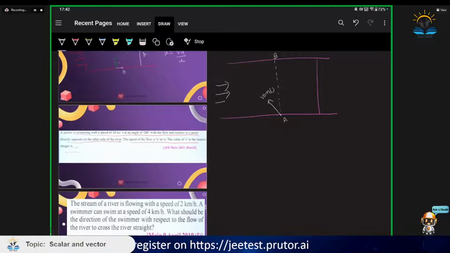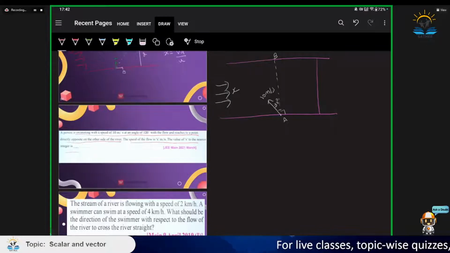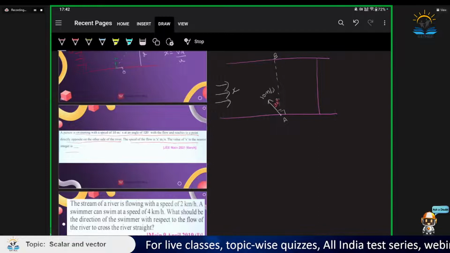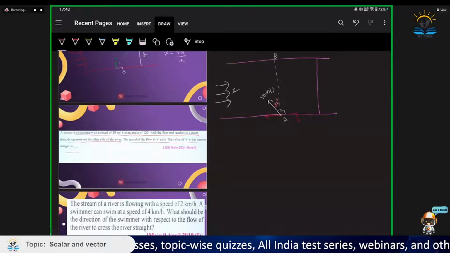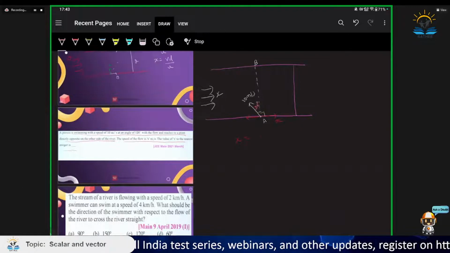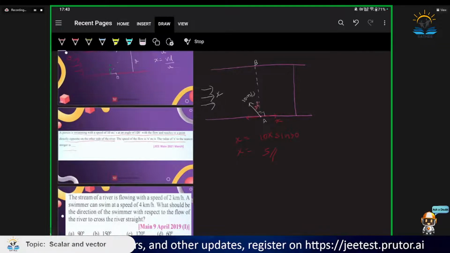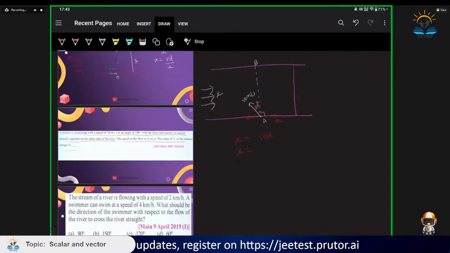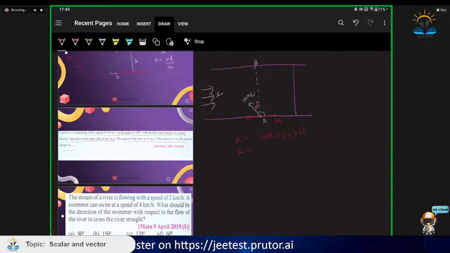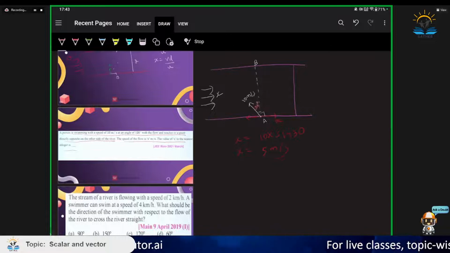If the river is flowing like this with speed x, so 90 here, 30. 120 is given in the question. So that angle will be 30 degree. So swimmer will get x along positive x direction, and that should be cancelled with the x component of 10. So x should be equal to 10 into sine 30. Sine 30 is how much? That only, 5. X will be equal to 5 meter per second. So answer is 5.